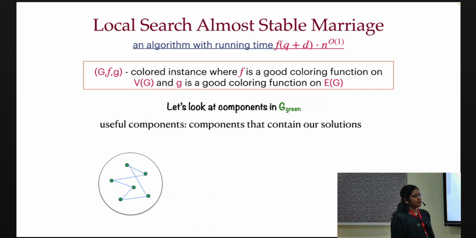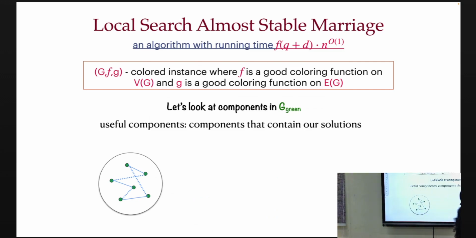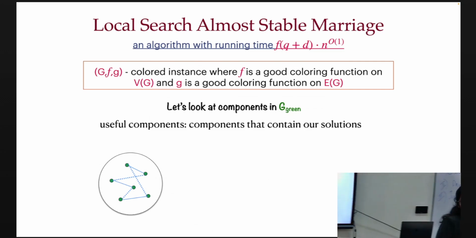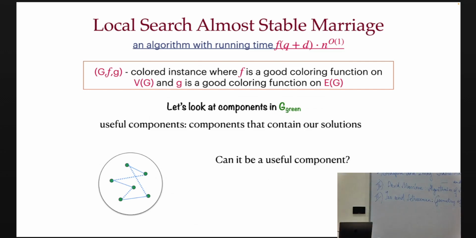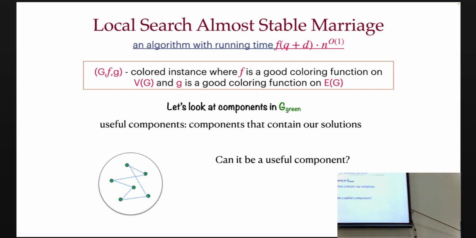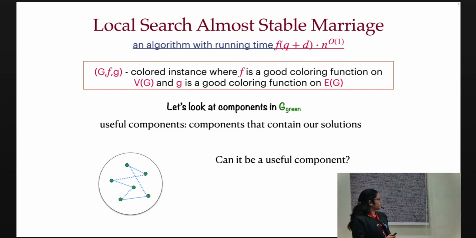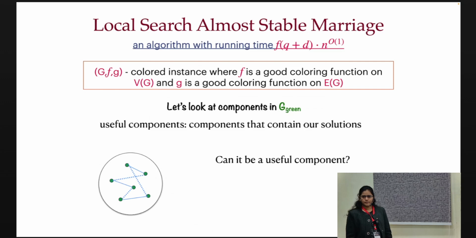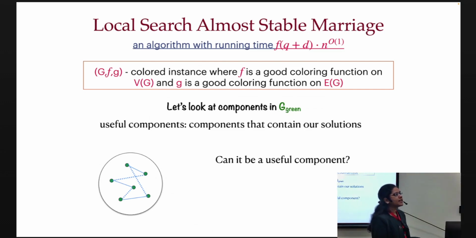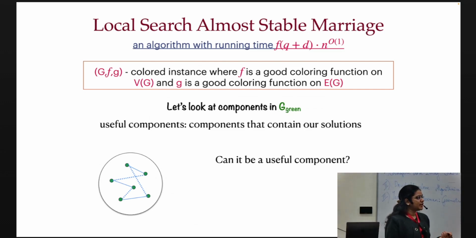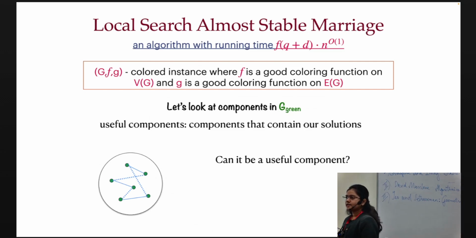Now let us look at this. Is it a useful component? Why? Correct. So what she is saying is that mu edges and eta edges are same here, right? And what is our assumption? That we have a solution where every component will have more eta edges, correct? So this cannot give us a solution again.